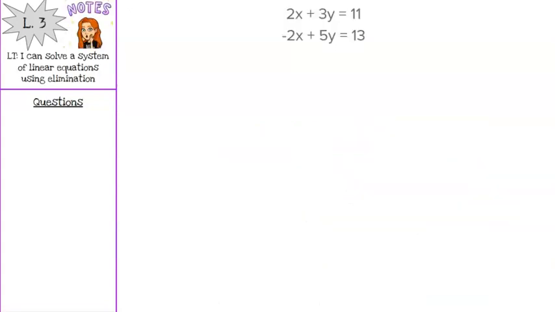So we're going to start with an example where the opposites are provided for us. If we look at our two equations, we have 2x plus 3y equals 11, negative 2x plus 5y equals 13. We can see right away that we have opposites, 2x and negative 2x. So to use the elimination method, we're going to add up our two equations. They're both written in standard form, which makes them nice and lined up. Our x variables, y variables, and non-variable terms are all lined up and ready to add together.